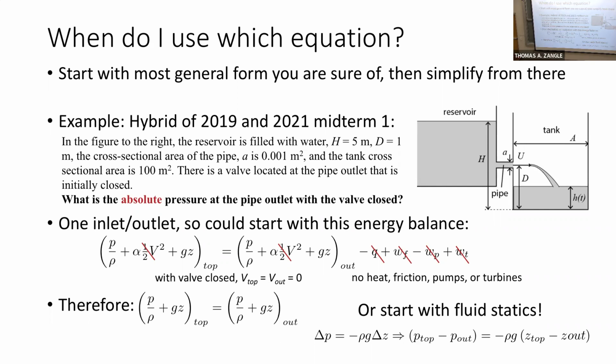But I understand when you're in an exam and you're trying to figure out what applies, and you're reaching for something, you can start here, right? And you get to the same place, okay? So that's why I'm saying start with the most general form that you're sure of, right? So one question is, how do I know what I'm sure of? Well, you can start here, right? For this problem, there's one inlet, one outlet. You can start here and drop out terms. So you get to the exact same answer, okay?